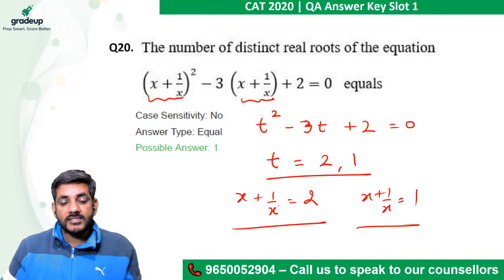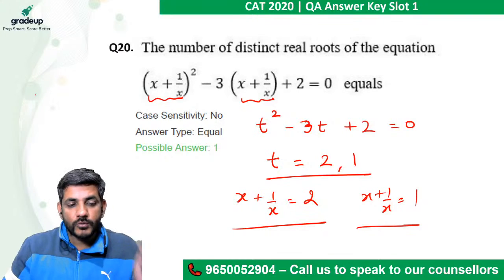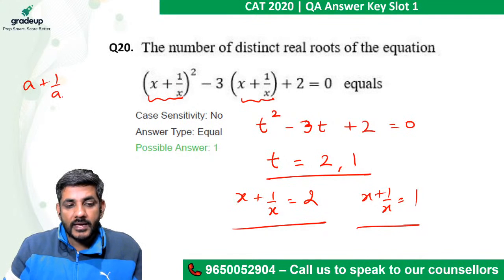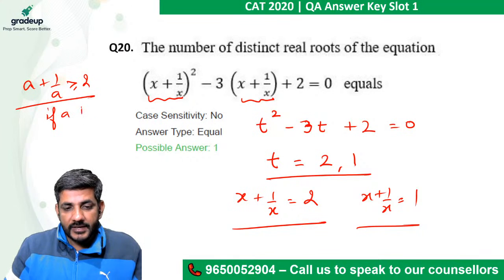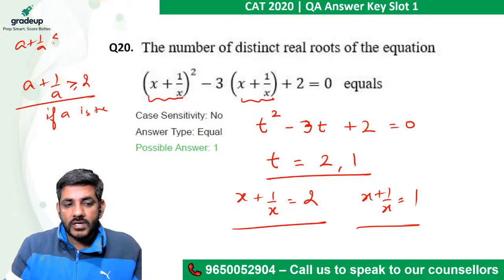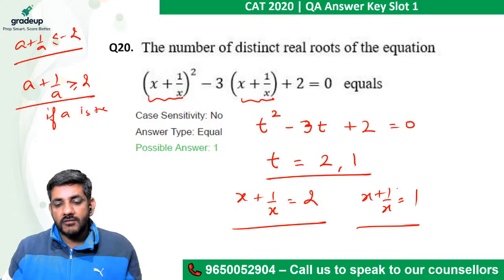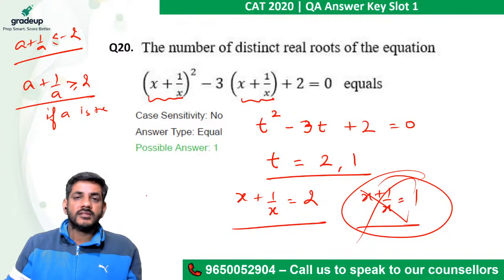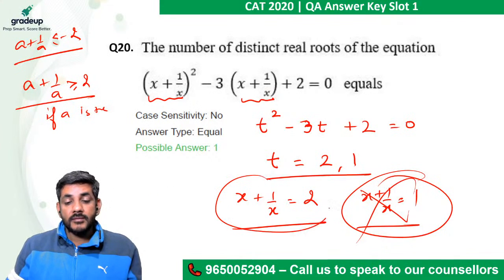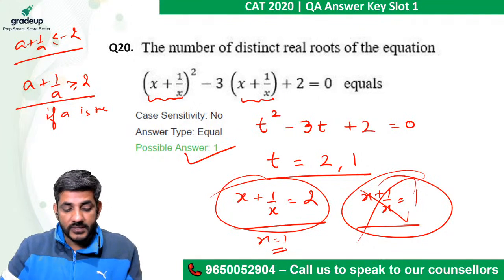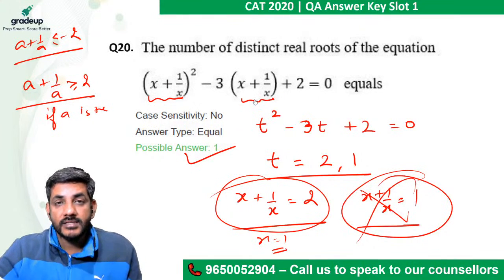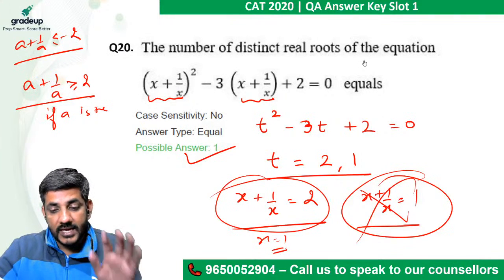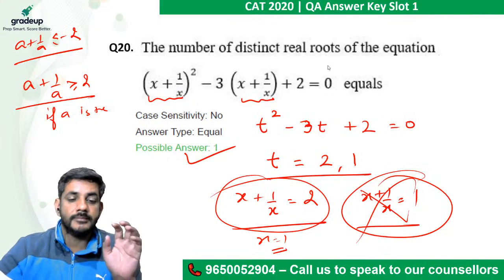Now we discussed this today only in one more question, that a plus 1 by a is always greater than or equal to 2 if a is positive, and it is less than or equal to minus 2 if a is negative. So the value 1 cannot be obtained under any circumstances, and 2 will be obtained basically when x is equal to 1. So we have a solution for this, that x plus 1 by x is equal to 2. That is a possible solution.